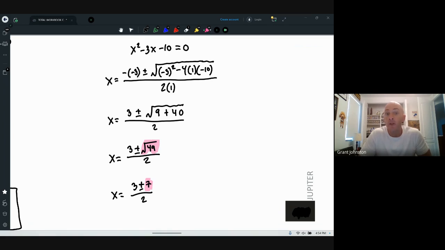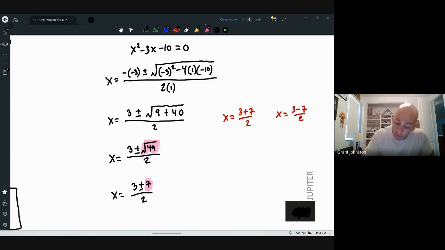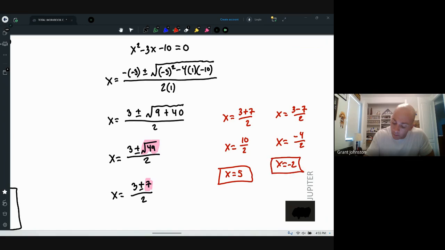So it's basically 2 problems at this point. 3 plus 7 divided by 2 and 3 minus 7 divided by 2. And I'm going to do that in a different color. So x equals 3 plus 7 divided by 2, and also x equals 3 minus 7 divided by 2. So let's solve those. 3 plus 7 is 10. 10 divided by 2 is 5. One solution. 3 minus 7 is -4. -4 divided by 2 is -2. And that's the quadratic formula, okay?